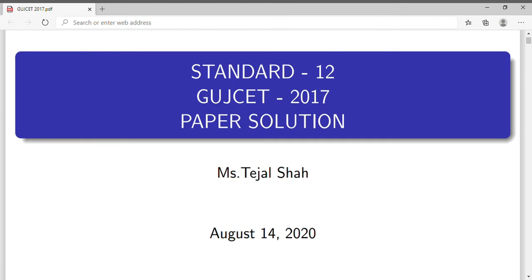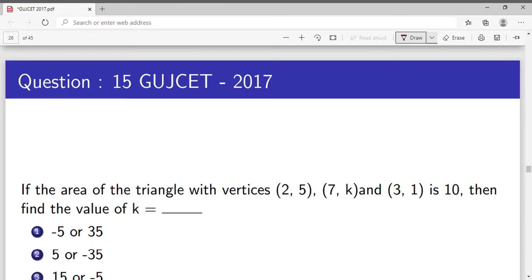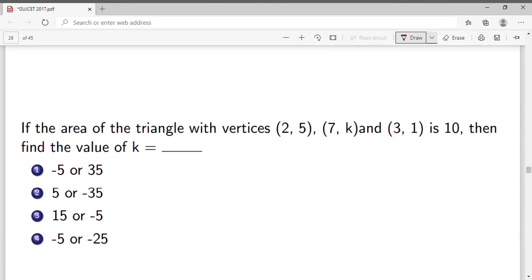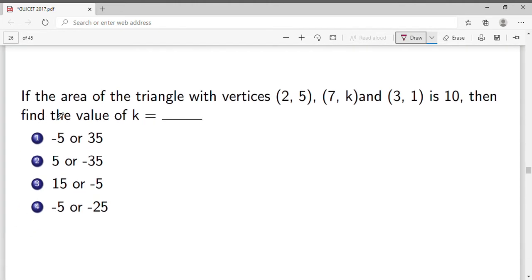Hello friends, today we will discuss paper solution of topic matrices and determinant from Gujket 2017. Question number 15. If the area of the triangle with vertices (2, 5), (7, k) and (3, 1) is 10, then find the value of k.